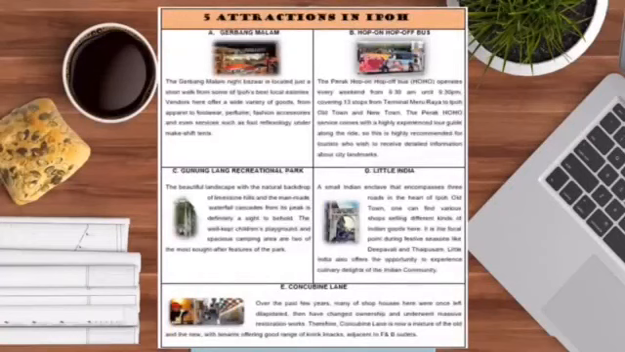Okay, now let's look at the brochure for sample question set 1. 5 attractions in Ipoh. Gerbang Malam, Hop on, Hop off bus, Gunung Lang Recreational Park, Little India and Concubine Lane. So, you have to read and understand the information in this brochure. So, while reading the text, you can actually underline the words that are difficult for you.